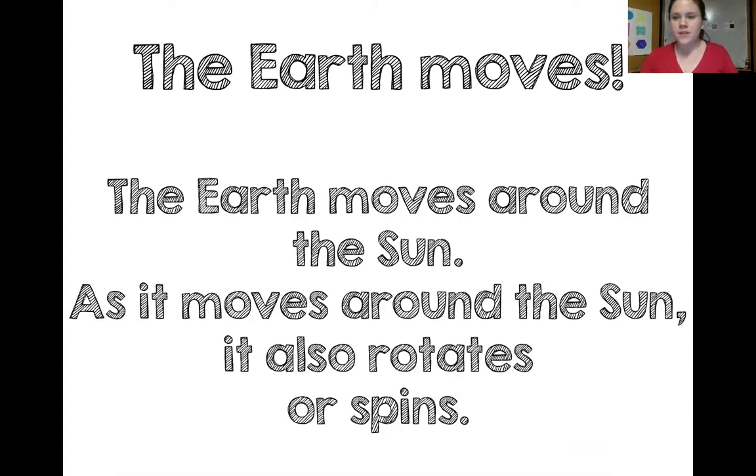So the sun doesn't actually move. What did we talk about? That the earth moves around the sun. And because the earth moves around the sun, it makes it look like to us that the sun is moving, right? So the earth moves around the sun. And as it moves around the sun, it also spins.